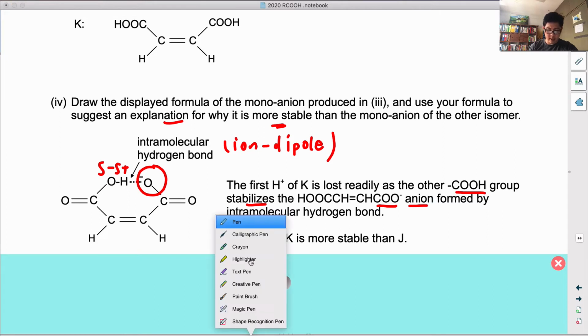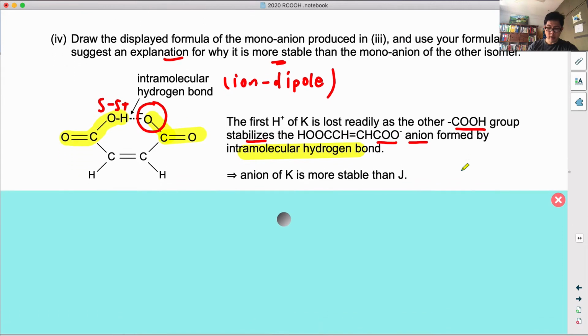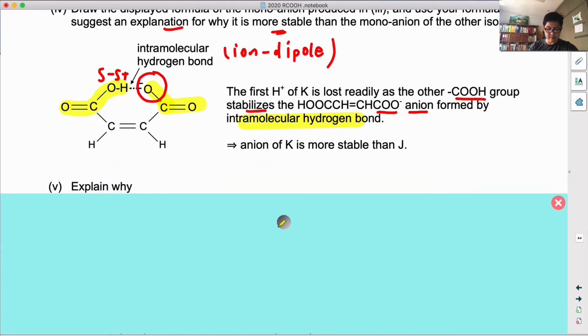I'm just gonna highlight the COH over here, which stabilizes the CO minus through the formation of an intramolecular hydrogen bond. So this anion should be quite stable, and that makes K a stronger acid. Okay, so let's look at the next part.